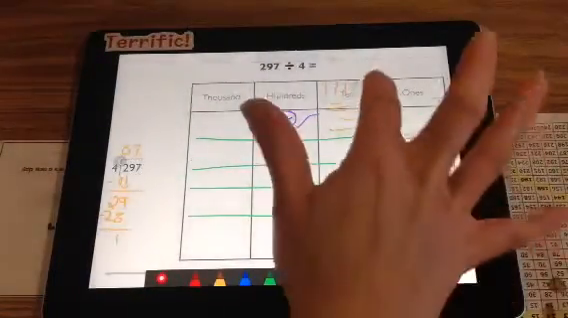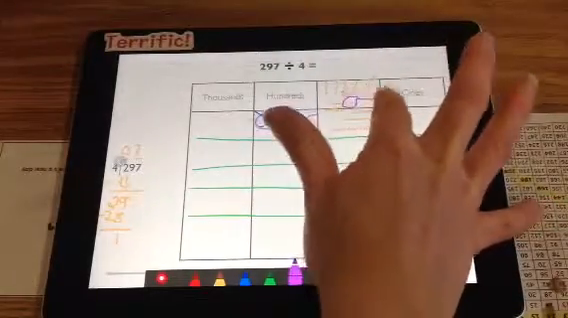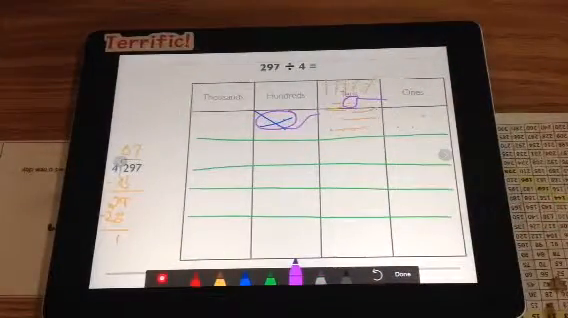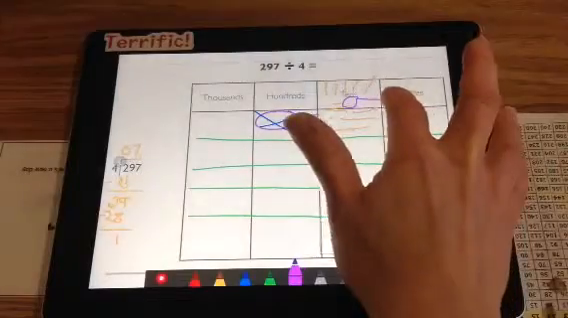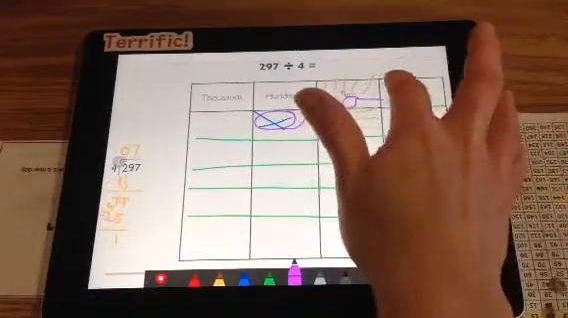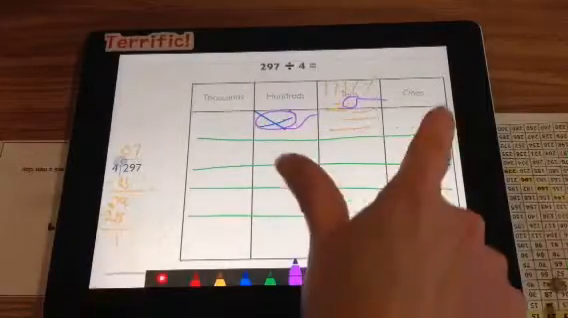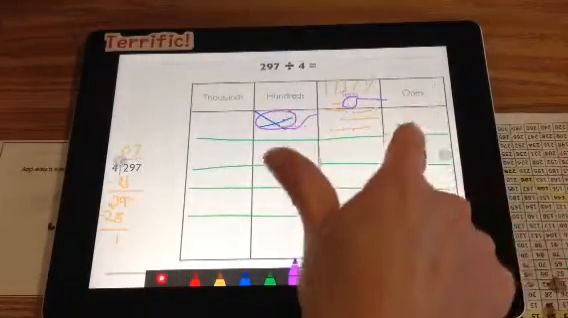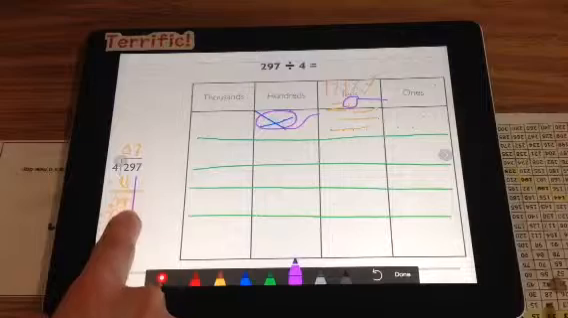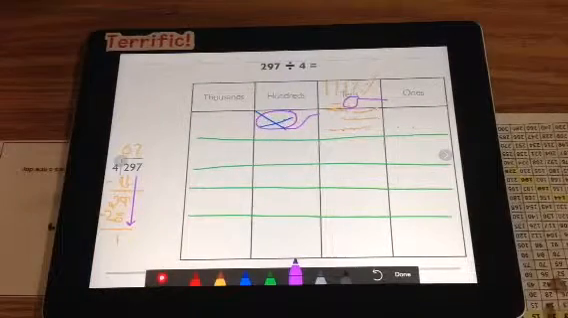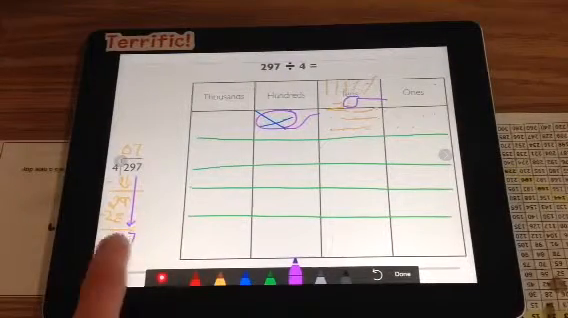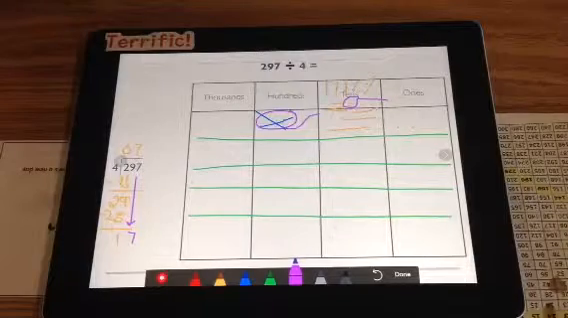So I take that 10 and I unbundle it. How many ones are in a 10? You're right, there are 10. And now I had 10 plus 7, which gives me 17. I have to bring that 7 all the way down. Now I have 17 ones.